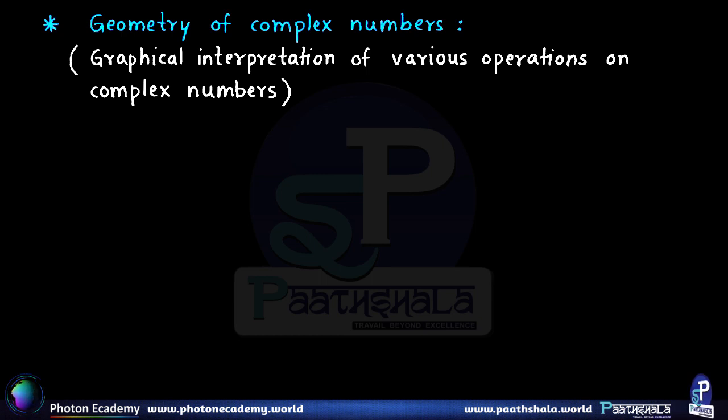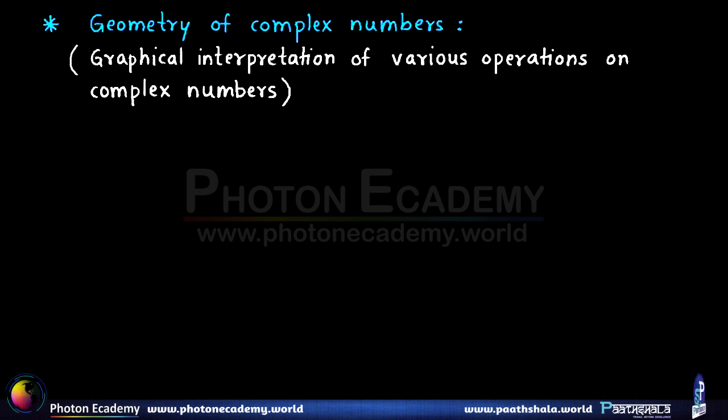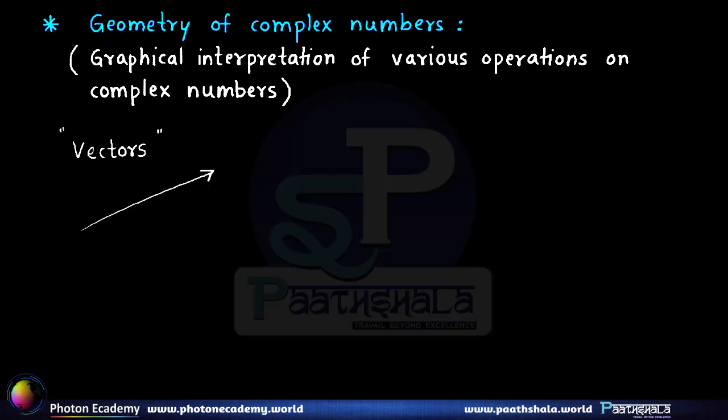Now let us study the geometry of complex numbers. That is nothing but how we can graphically represent or interpret the various operations that we do on complex numbers. Now here a very useful approach is that we introduce the analogy with the vectors. That is, we know that a vector is nothing but a directed ray. Okay, so we denote a vector with some starting point, and it has an arrow pointing in some direction and which has some magnitude also.